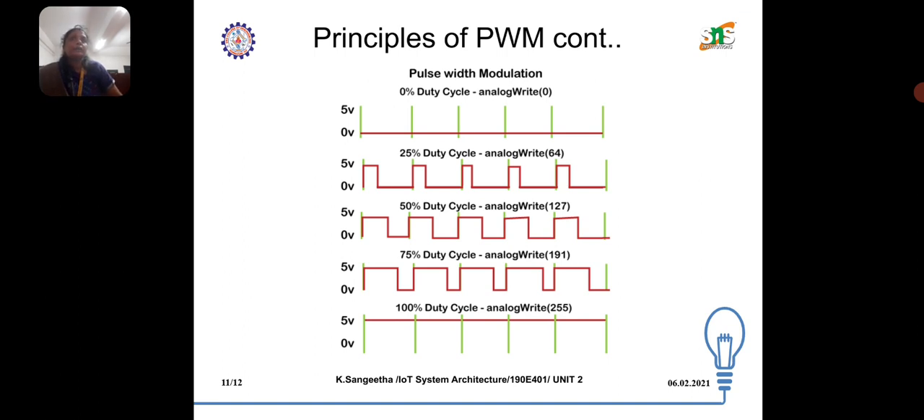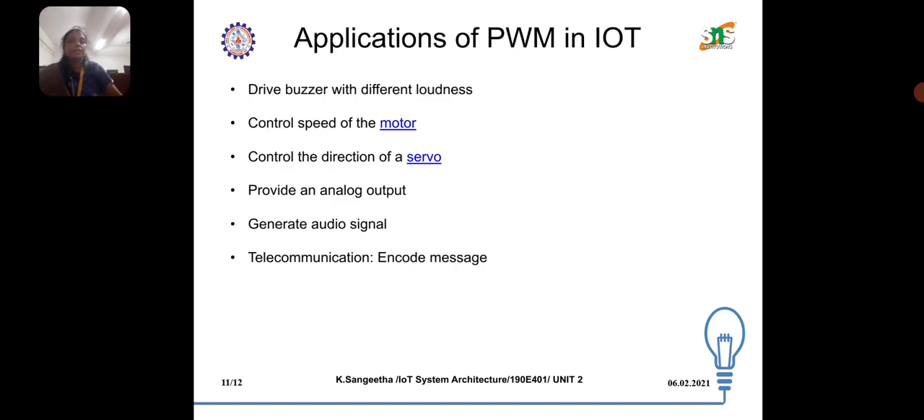The PWM technique used to generate analog-like signals using digital outputs is commonly used in microcontroller based systems like Arduino to control the speed of motors and brightness of LEDs. The main applications of PWM in IoT are driving buzzers with different loudness, controlling the speed of motors, controlling the speed and direction of the servo. It provides an analog output, generates Arduino signals, and encodes messages in telecommunication.